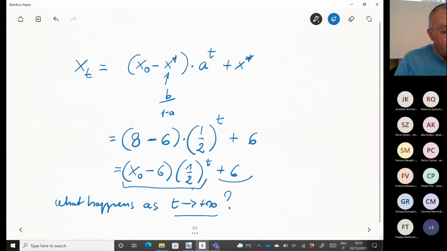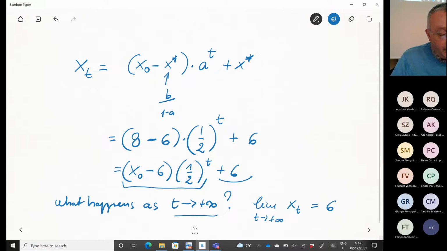1/2, 1/4, 1 over 8, 1 over 16, 1 over 32, 1 over 64. It tends to 0. Okay, so the factor tends to 0. The initial deviation is multiplied by a factor that tends to 0. It will disappear in the long run, okay? So the limit as t tends to plus infinity of xt, our solution, will be equal to 6. So it will be equal to the steady state.